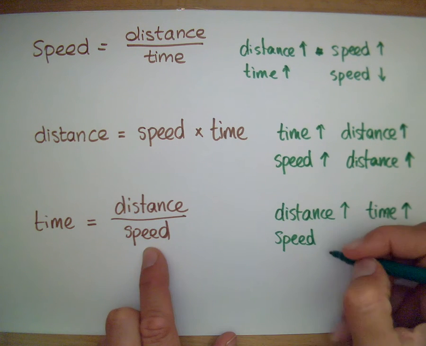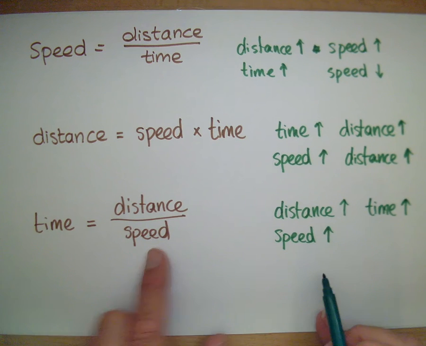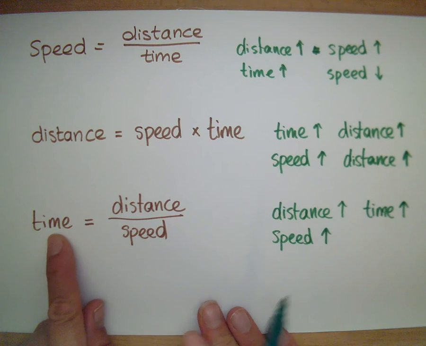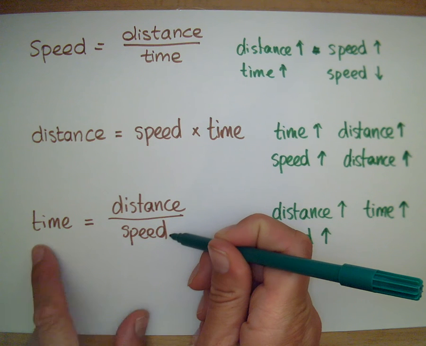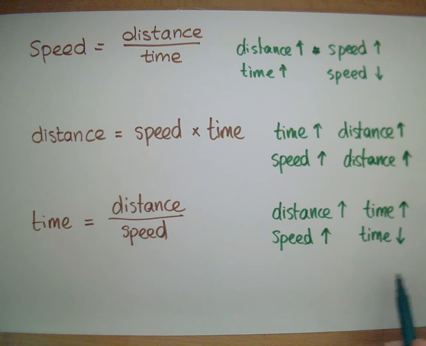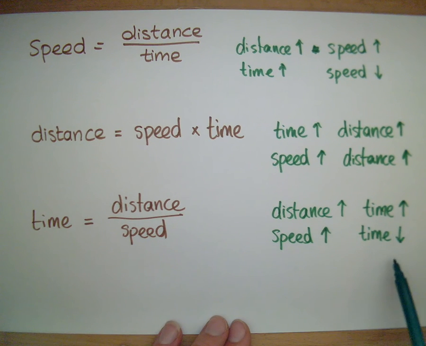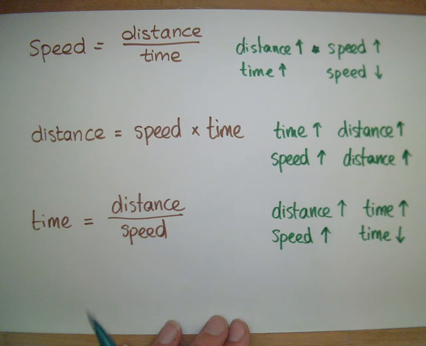What if distance is set at 100 kilometers and our speed, the speed at which we try to drive that 100 kilometers, goes up? What kind of effect does that have on the time? We need to go a certain distance. We're going to go faster. That means it'll take us less time, right? Time will go down. So speed and time, again, indirectly proportional.